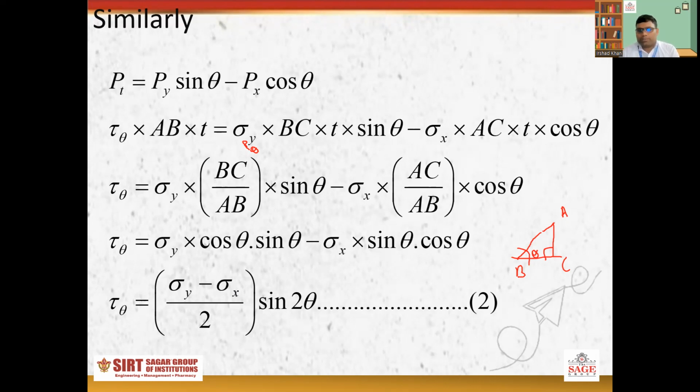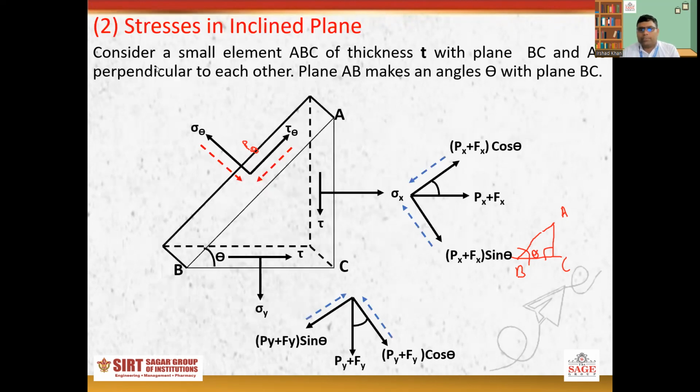Hope you understood this first concept. Similarly, we can get the second concept here. So let's discuss the second one. I already told you that in this second case things are almost the same, but we apply the shear force on the two mutually perpendicular planes. So let's discuss this second case.